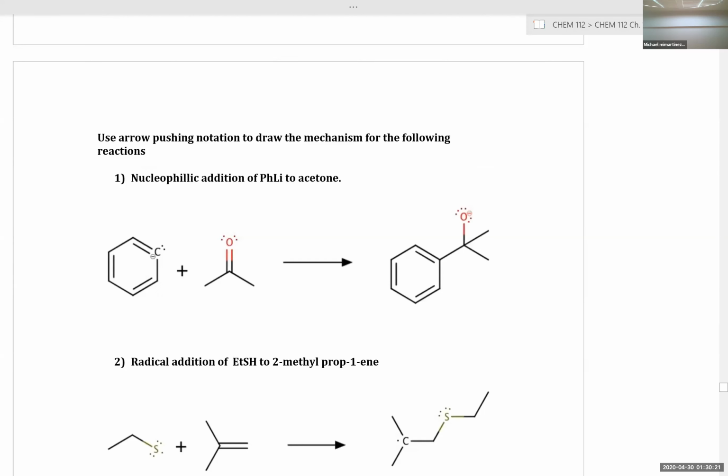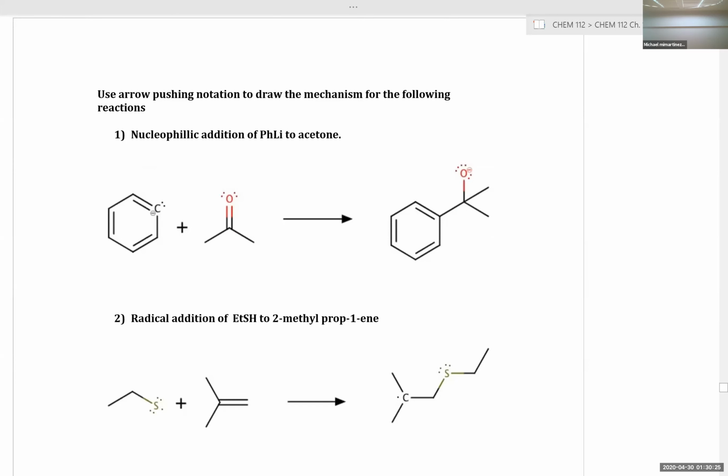Okay, so what we're going to do now is take some moments and practice drawing out some of these mechanisms using arrow pushing notation. So this is your first introduction towards drawing mechanisms. I'm going to do the first example and you'll do the second. So we're looking at nucleophilic addition of phenyllithium to acetone, okay? So we have to break this pi bond and form a sigma bond.